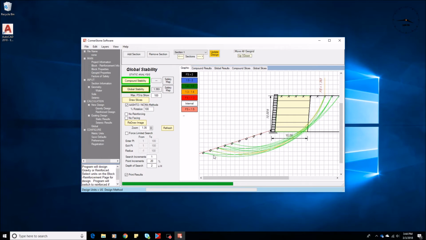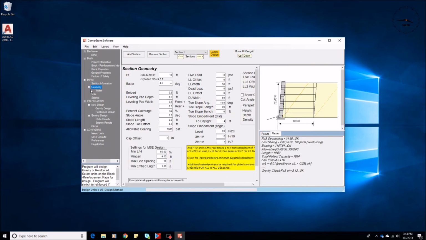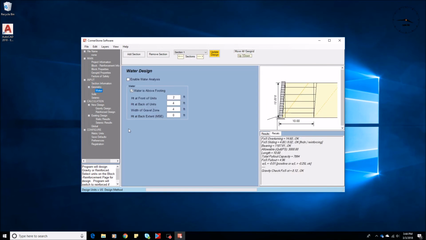Water has a significant impact on global stability and bearing capacity. Again, we check global and bearing on every design and make adjustments accordingly. That pretty much sums up the water input.